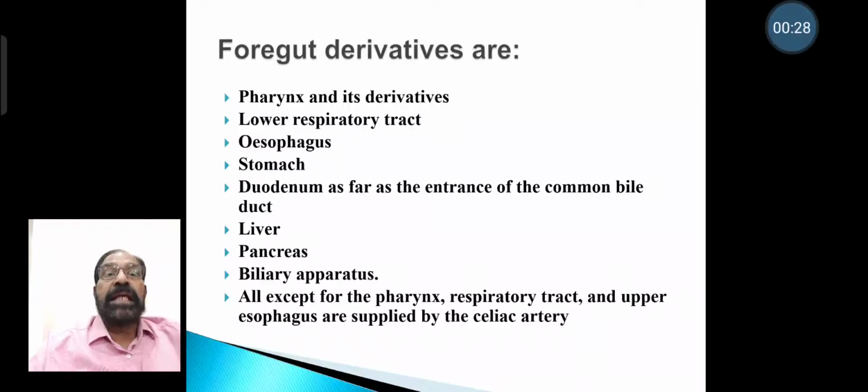duodenum as far as the entrance of the common bile duct, liver, pancreas, biliary apparatus. All except for the pharynx, respiratory tract and upper esophagus are supplied by the celiac artery.